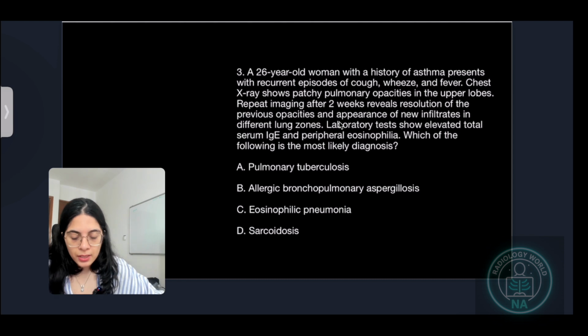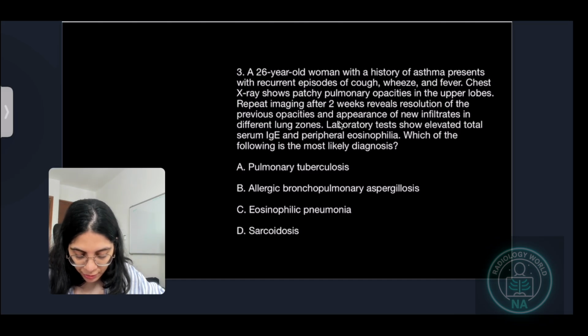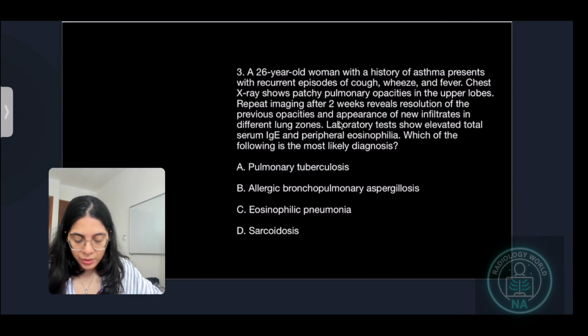Let's move towards our third MCQ. A 26-year-old woman with a history of asthma presents with recurrent episodes of cough, wheeze and fever. Chest X-ray shows patchy pulmonary opacities in the upper lobes. Repeat imaging after 2 weeks reveals resolution of the previous opacities and appearance of new infiltrates in a different zone. Laboratory testing shows elevated serum IgE and peripheral eosinophilia. Which of the following is the most likely diagnosis?